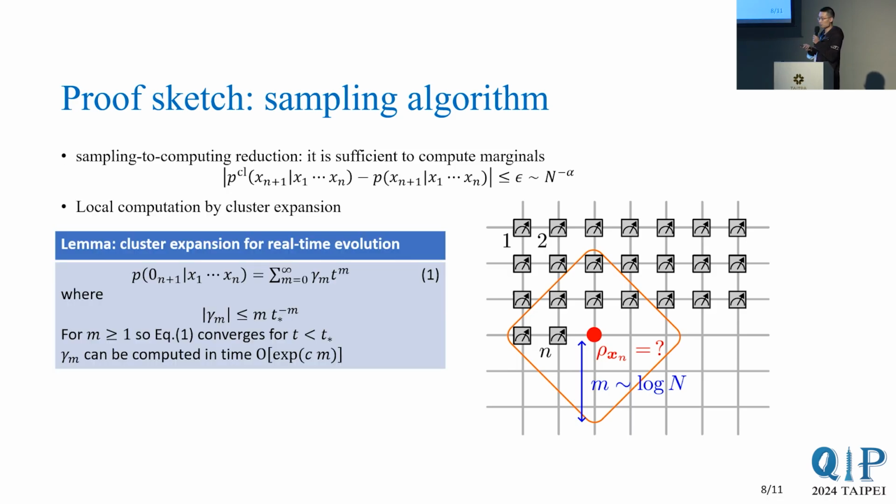And for this computation problem, we invoke this key lemma, which we call cluster expansion for real-time evolution. And in a nutshell, it says that this marginal can be computed in a sufficiently local region, roughly of size log n. And more precisely, it says that this marginal can be expanded in a convergent series of t if t is smaller than some order 1 constant, t star.